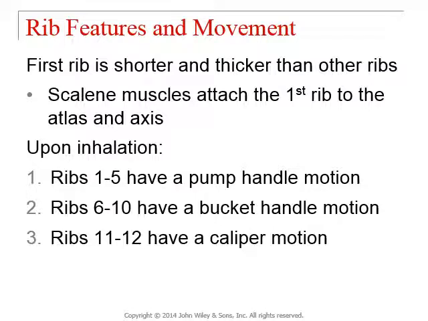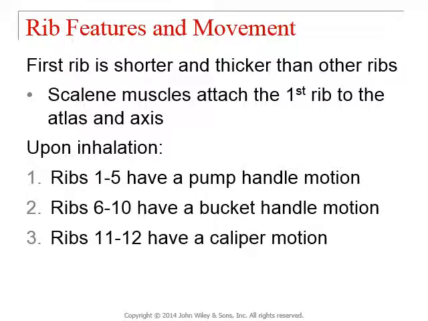Ribs 1 through 5 have a pump handle motion. So those of you who have seen the old school pump handle wells, where you're trying to pump water out of a bucket, they simply move up and down from the origin point, which in this case is going to be the thoracic vertebra attachment. So when we take a deep breath in, basically the sternum and the clavicle help elevate the ribs, so the anterior portion of ribs 1 through 5 will elevate.